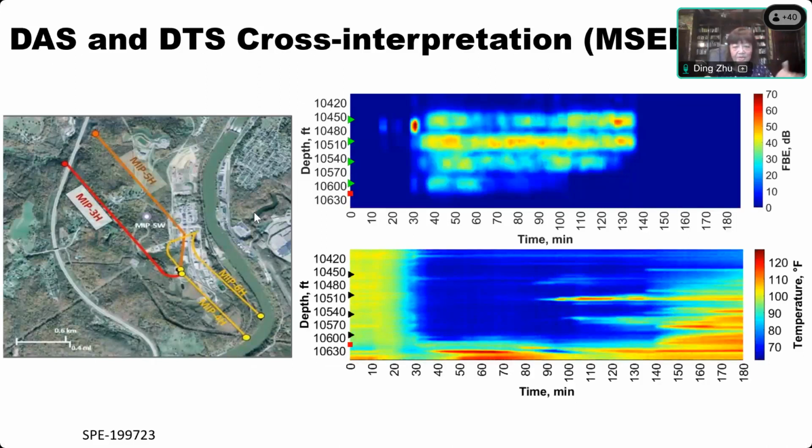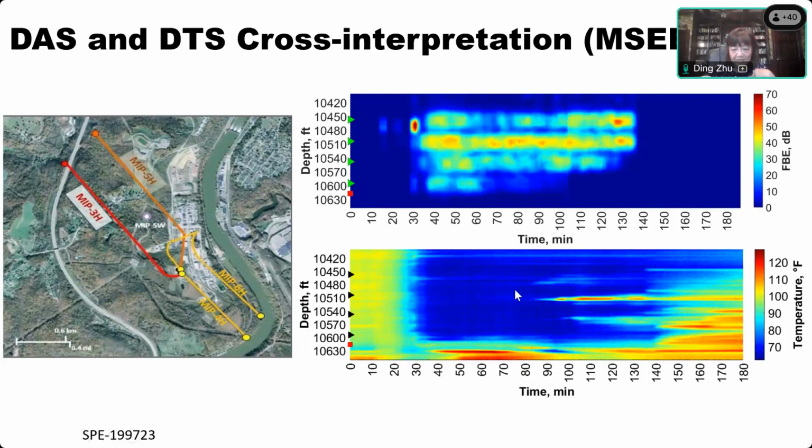The example is also a simple case. This is in the Marcellus gas reservoir. This is what we call the MSEEL project, sponsored by DOE. The left shows the field setup. The right shows the two waterfall plots. Top is the DAS, bottom is the DTS.